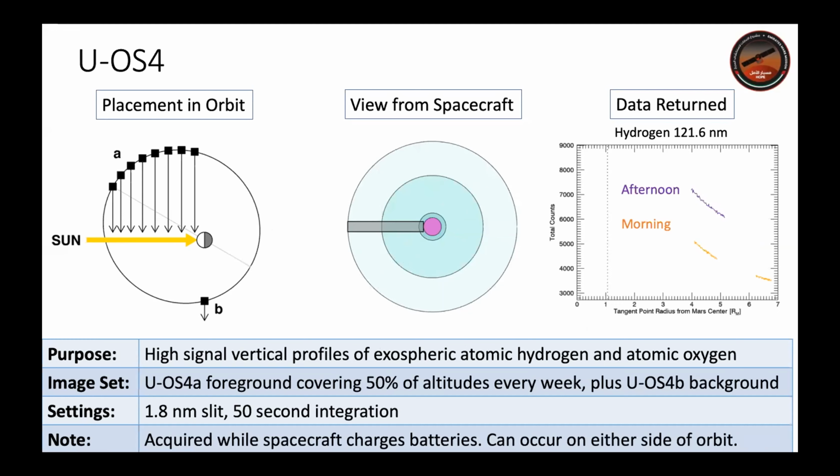The last nominal observation looking at Mars is OS4. This is a very sensitive observation where we don't scan across the planet or across the corona. We just sit while the spacecraft is charging, and the instrument integrates for long periods of time. This is very, very sensitive. We're not trying to build a picture here. We're trying to see the faintest emissions from the corona, and we can build up profiles like on the right here for hydrogen and also oxygen. These can occur on either side of the orbit, and there also are background observations associated with these, as shown in the diagram on the left.